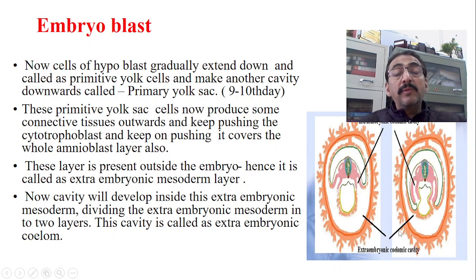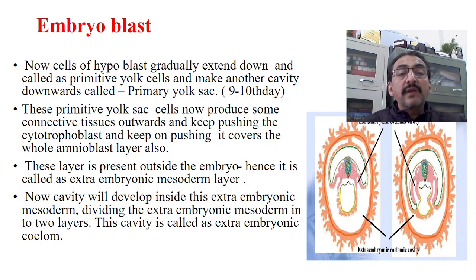Now, the cells of the hypoblast gradually extend down and are called primary yolk cells, and make another cavity downwards, which is called the primary yolk sac. The cells of the hypoblast are facing outside to the blastocele, isn't it? So they gradually extend down and are called primary yolk sac cells, and they make another cavity downwards, which is called the primary yolk sac. This happens on the 9th or 10th day. These primitive yolk cells are also called the primitive yolk sac.